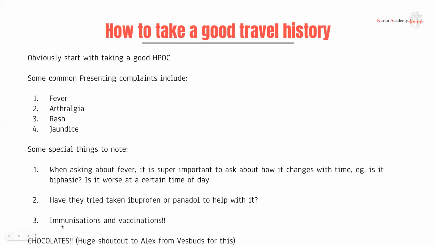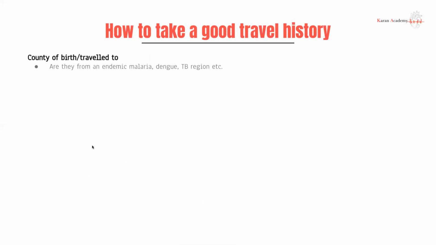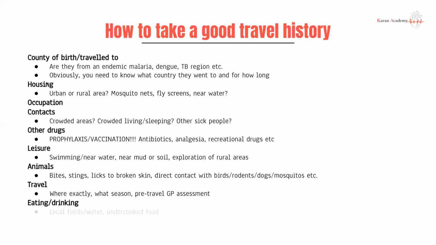CHOCOLATES is the acronym that Alex taught us, Alex from Westbuds, who's an absolute king, and that's what I've used as well. Just fill these all in. Country of birth, or where they've traveled or where they've gone to.